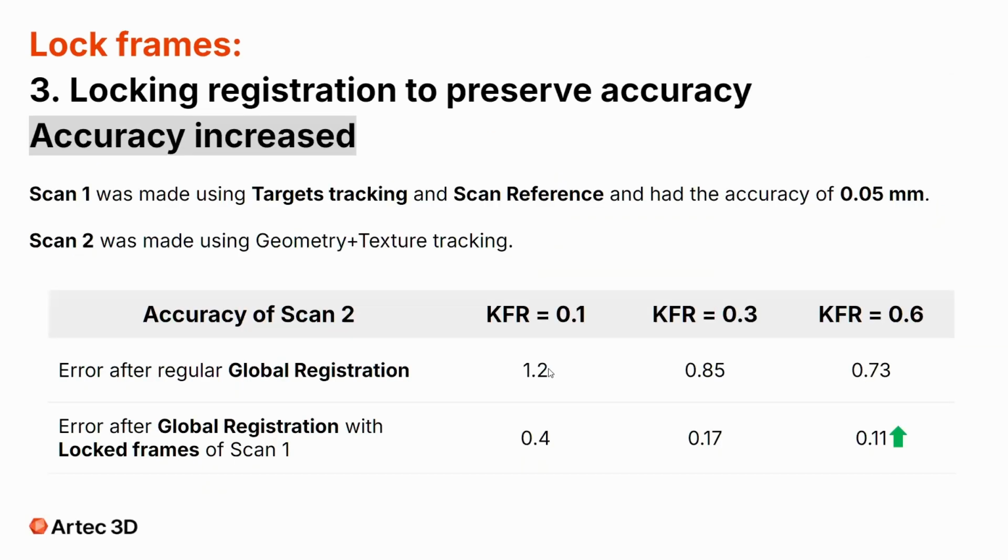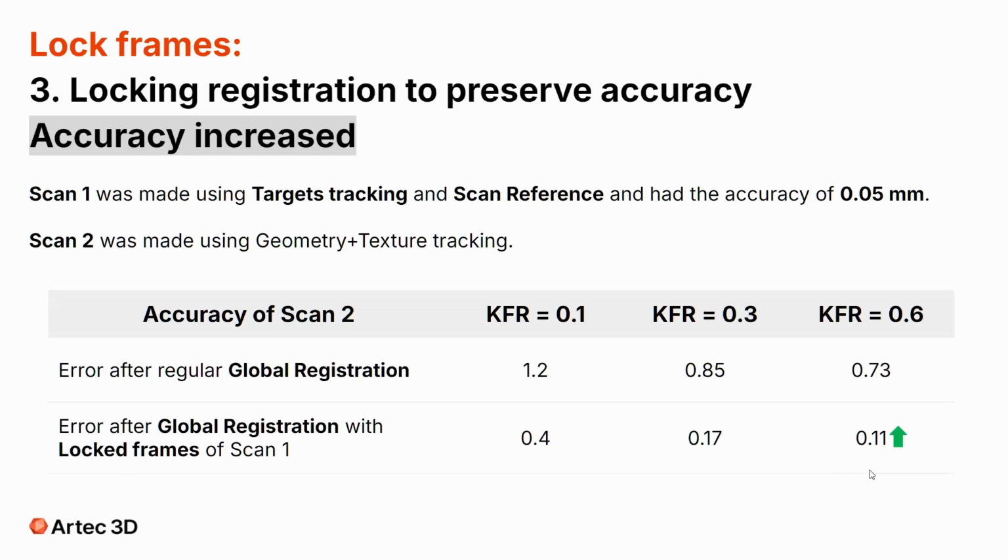Now let's look at the numbers, because the results here are quite striking. As a reminder, our reference Scan 1 was captured with 0.05 millimeters accuracy using target tracking. If we look at the table, a regular global registration for our largest Scan 2 resulted in an error of 0.73 at a high keyframe ratio. However, by simply locking the frames of Scan 1 and using it as a high precision anchor, we were able to pull that error down to just 0.11.